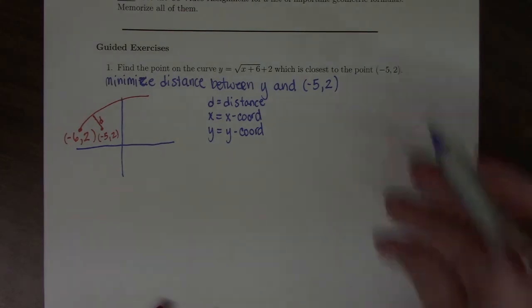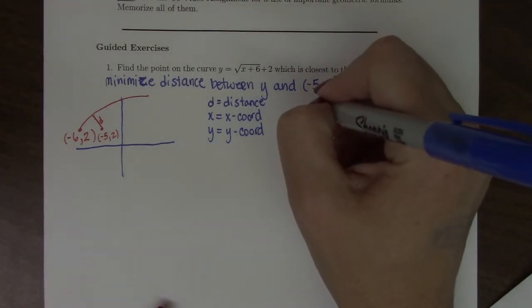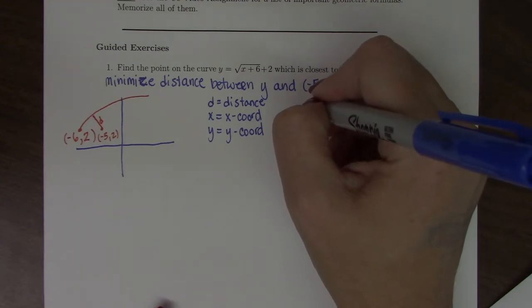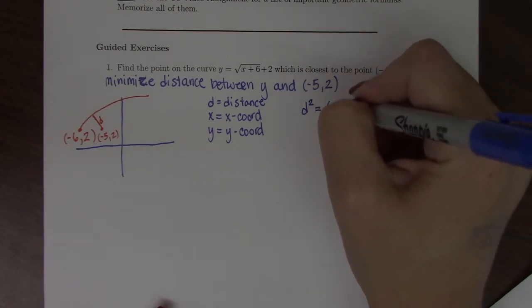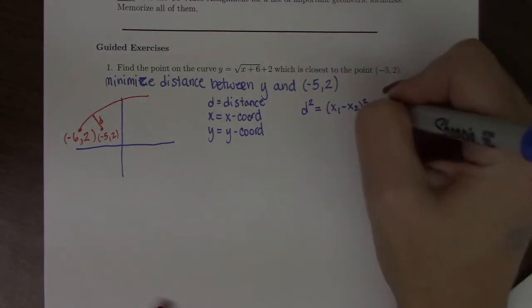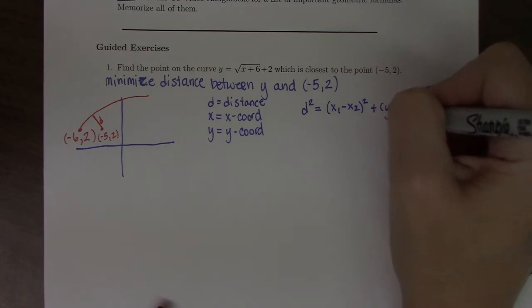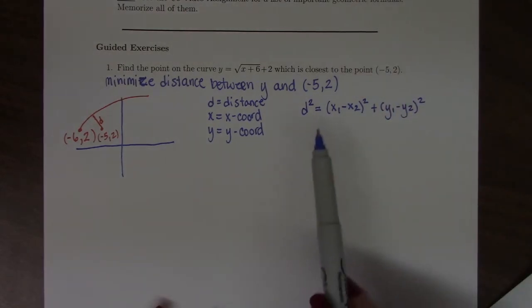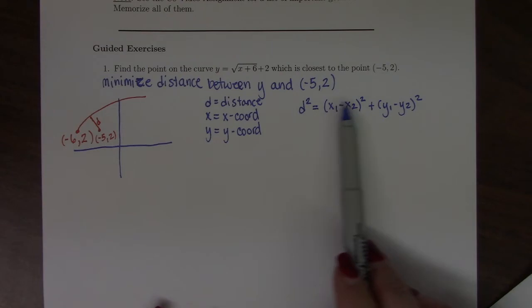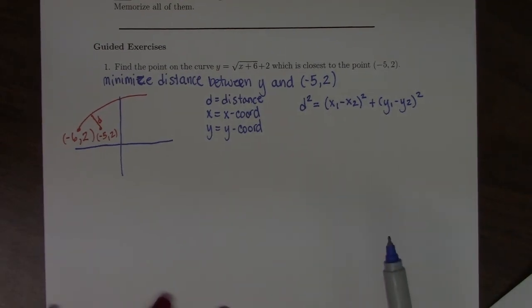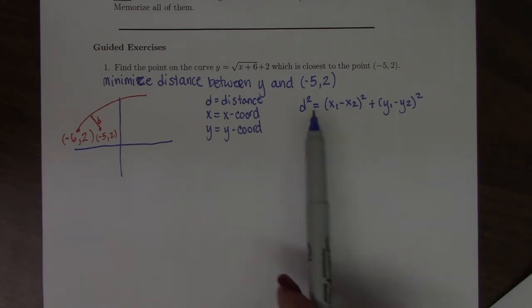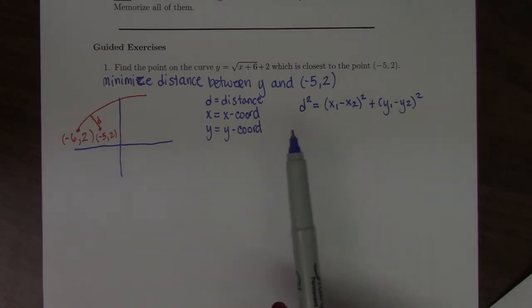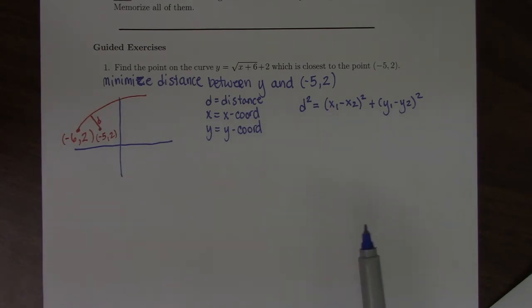So if we start with the general distance formula, I can start with the squared version, and I can say the distance squared is the difference between the x values squared plus the difference of the y values squared. Normally when we write the distance formula, we take the square root of both sides, but by now we've seen that optimizing the squared distance is going to be the same as optimizing the distance. And it's a lot easier to take the derivative of this than if we actually used a square root. So now I'm going to plug in what I know.